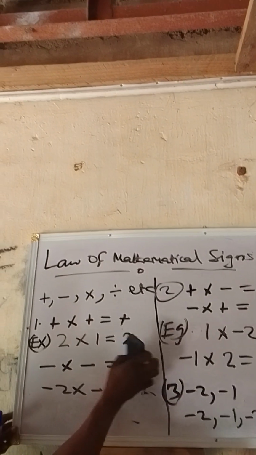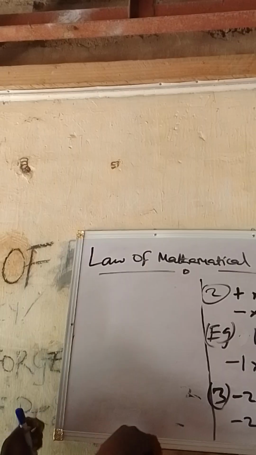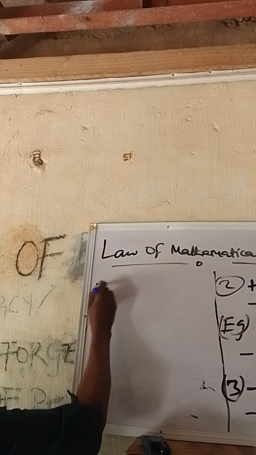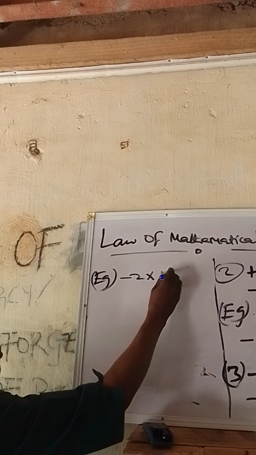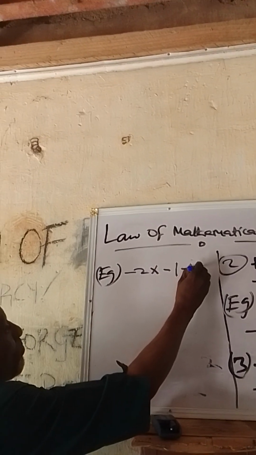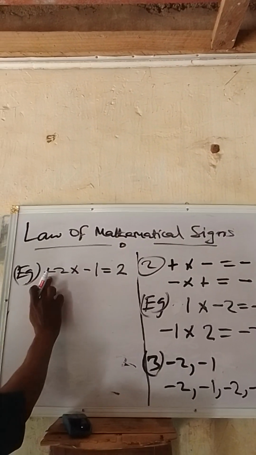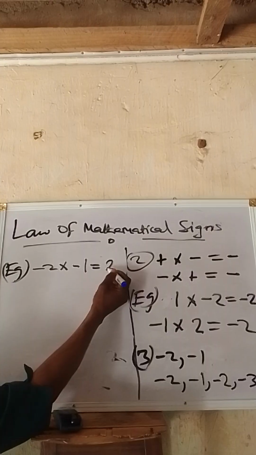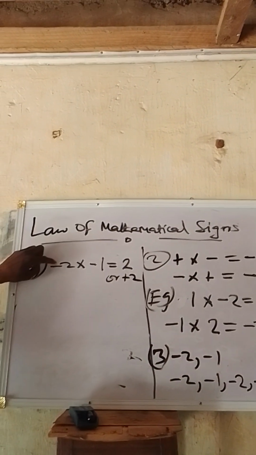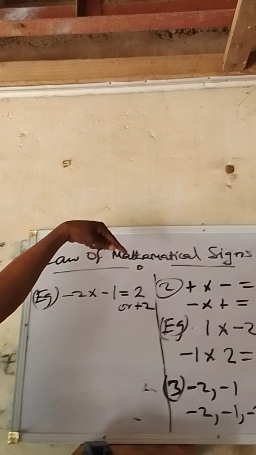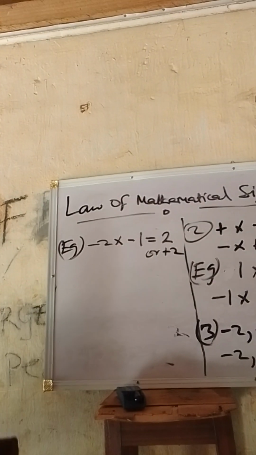So, for example, minus 2 times minus 1 is equal to plus 2. You can also say minus times minus is plus. You can also write this as plus 2, it is accepted. So minus times minus, from our first law, is plus. 2 times 1 is 2.